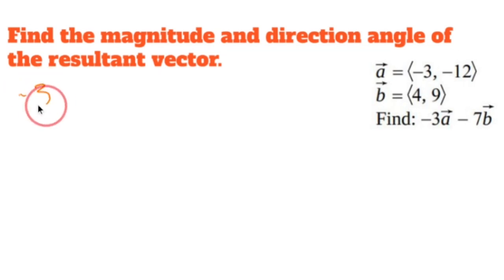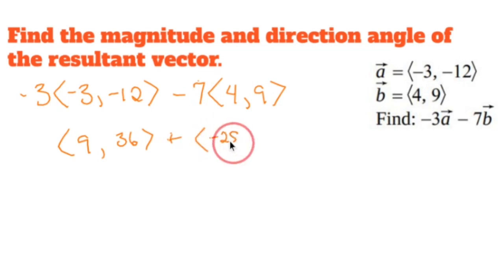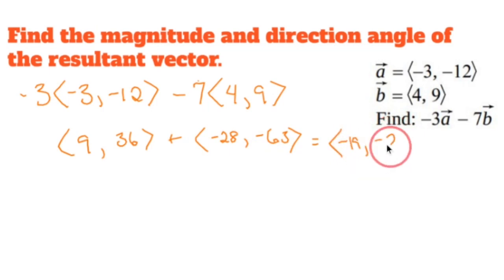So -3a is going to look like this, and then we're going to do -7 times b, which is going to look like this. Okay, multiply. Whenever you have component form, just multiply. That becomes 9. That becomes 36. Same thing again, multiply positive. That becomes, I'll throw negatives in there, -28, -63. And then when you add these together, you get -19, I think, and -27.